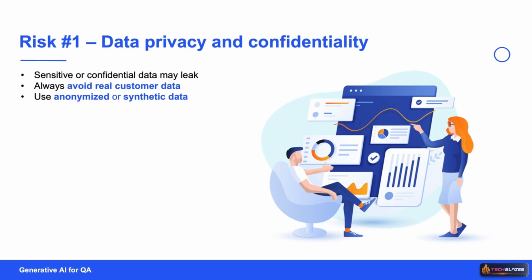This one's critical. Data privacy. When using AI tools like ChatGPT, you should never paste real customer data, production logs, or internal credentials. Even if a tool promises data protection, you can't fully control what happens once the data leaves your environment. The best practice is to anonymize data before sharing, use fake or synthetic data for demos, and always check your company's security policy. Remember, one careless paste can become a serious data breach.